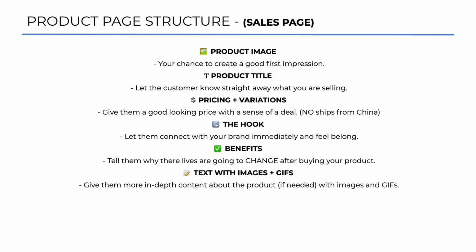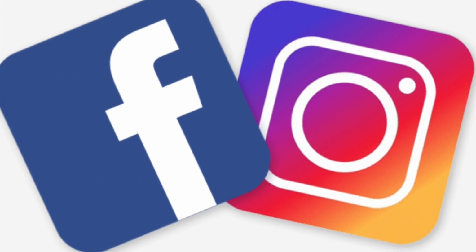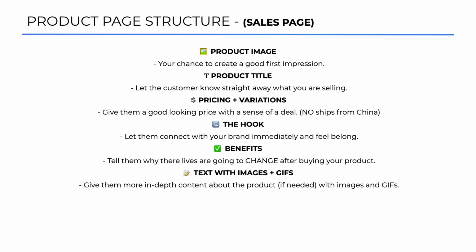Next we have text with images and GIFs. You want to give them more in-depth content about the product if needed. Some products don't need such a long description, and you want to include images and GIFs. You need to understand that we are super visual creatures and most of our communication is through the eyes and body language. Why do you think that people are so addicted to Facebook and Instagram? It is because we have those images, videos, we want to see everything visually. So you always want to put more images and some GIFs in your product page, so the customer will be able to visualize your product, and also make sure that he still sees your product while he's reading the description.